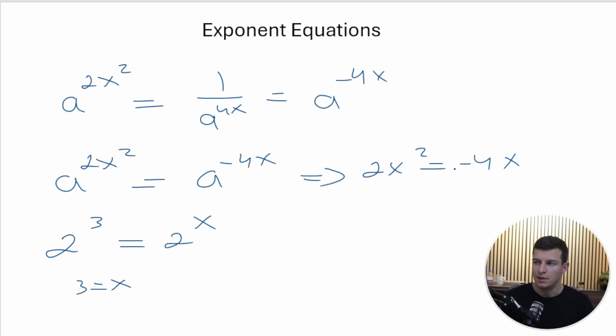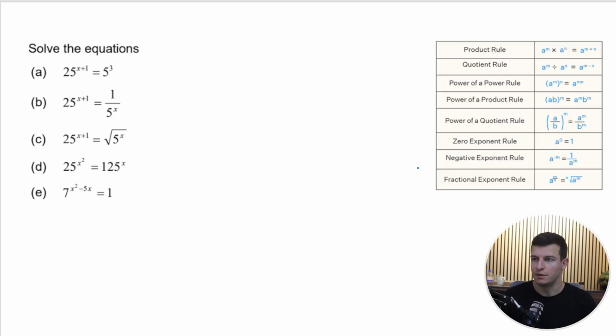Then you can try to solve it. You can do a couple of things. You can treat it as a quadratic equation and find the discriminant, or you can factor out x. Whatever the case is, it doesn't really matter. The goal is to bring it into the same base, then solve it like a regular equation. It's not an equations video, so I won't get into that, but we'll do some examples for sure. So I have the rules here again.